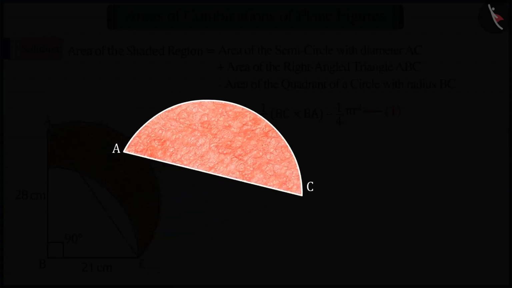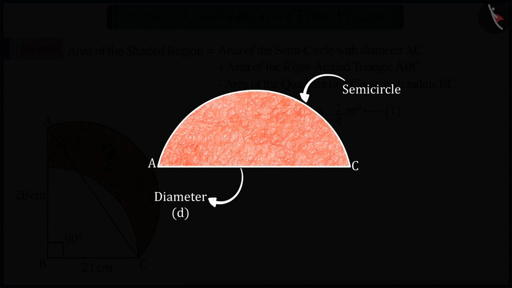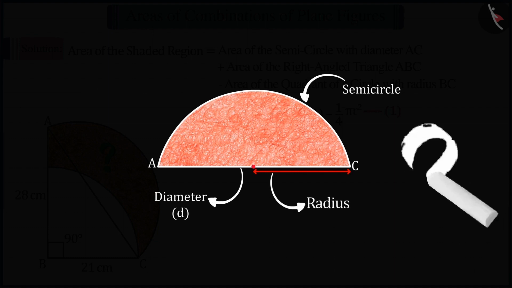So, let's first discuss the semicircle with diameter AC. To find the area of the semicircle, we need to know its radius. But this is not known to us. So let's find the value of the radius.